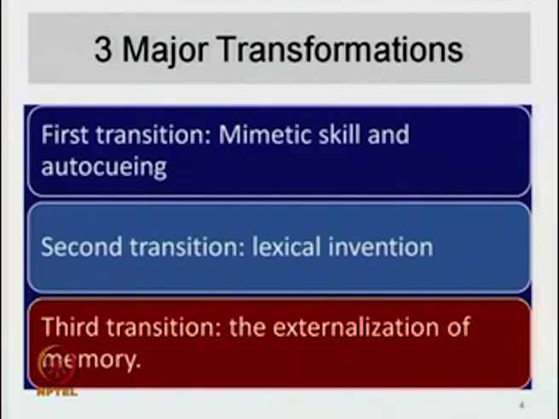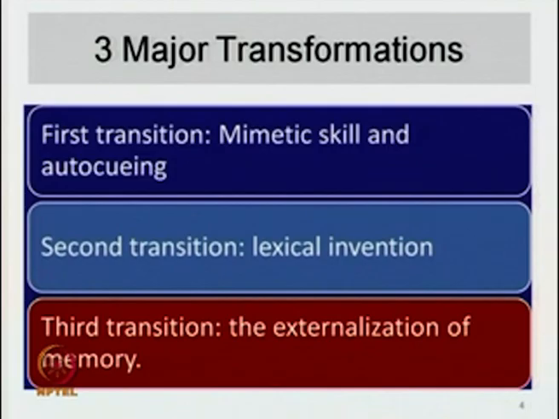And finally, we saw that the third transition involved the externalization of memory, where memory is not only in our brains, but is external and stored in things like books, hard disks, CDs, etc., and how that gave us indeed a new memory representation and a new working memory architecture.